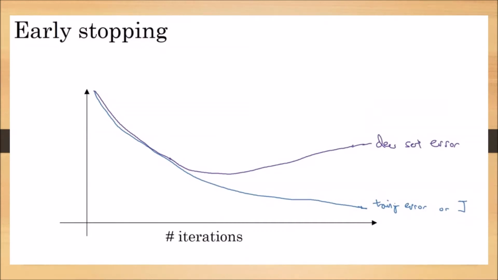By using early stopping, we are giving a solution. If you take this many number of iterations, then you will get the solution for overfitting. Then your data will not overfit.